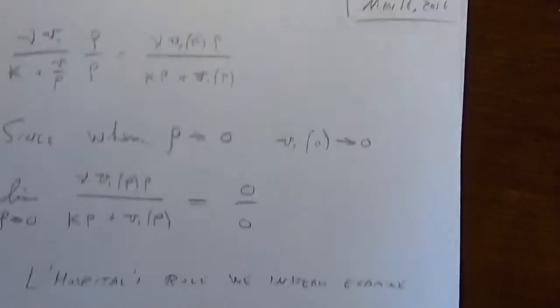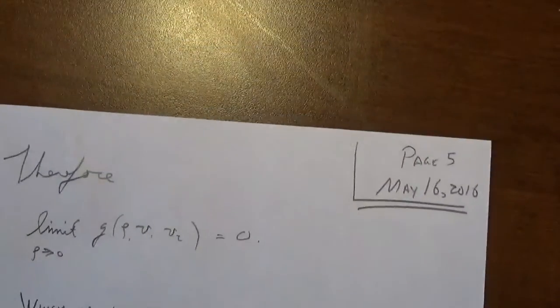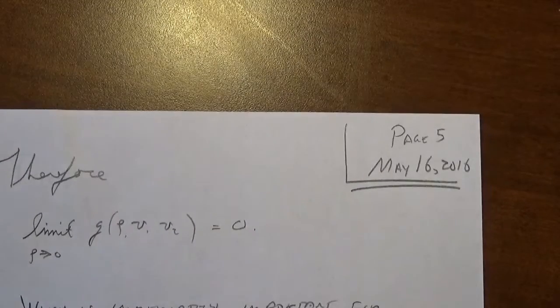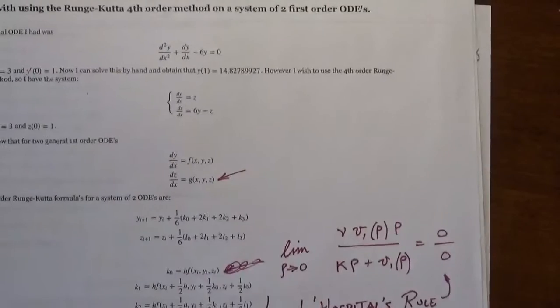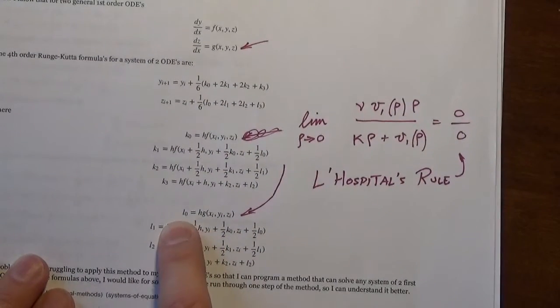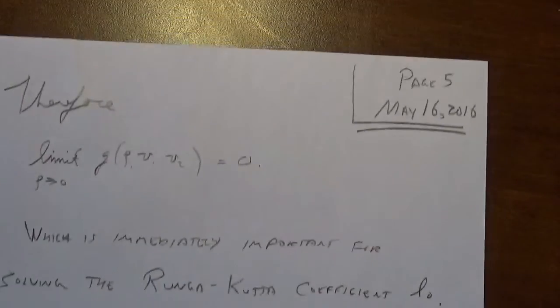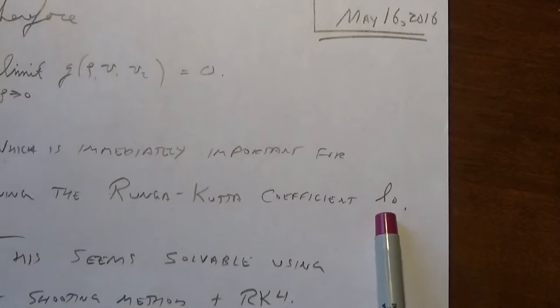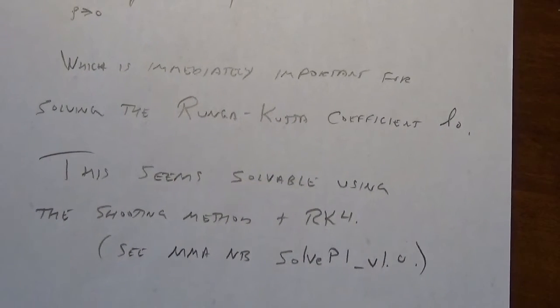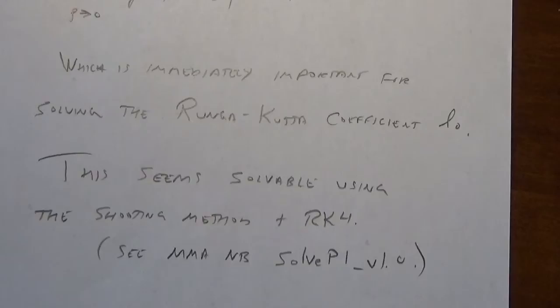What that means is that in the limit as rho goes to 0, this g goes to 0, and that comes in here to the value of L that is being used. If we do this, we immediately have a value we can use for that L0, and we can solve the problem. So let me show you that.